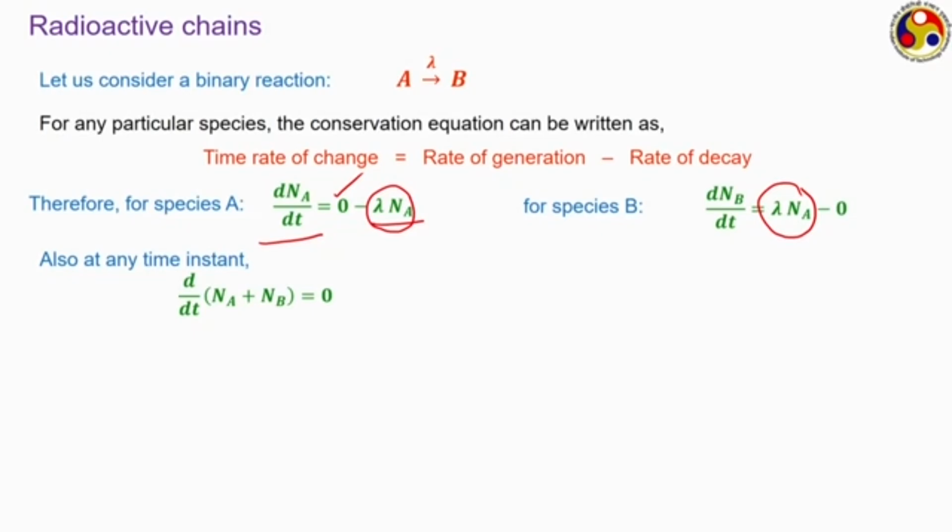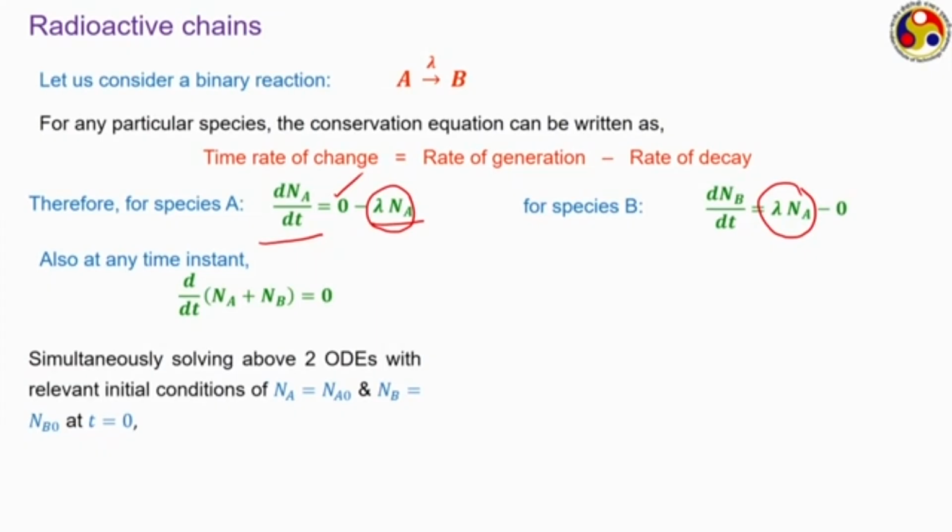And also, at any time instant we can say that the time rate of change of the total number of isotopes present in the sample has to be equal to 0. This can be understood from common sense, because an isotope of B can be formed only because of the decay of the isotope A, and whenever there is decay of one isotope of A, we get precisely one isotope of B only. Therefore, the total number of isotopes remains constant inside the sample that we are talking about.